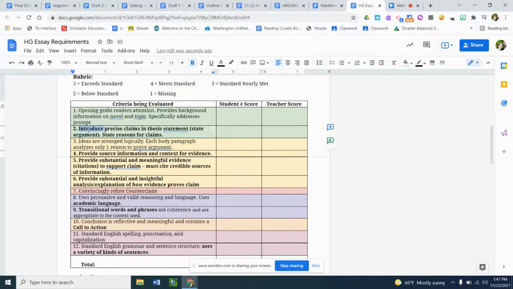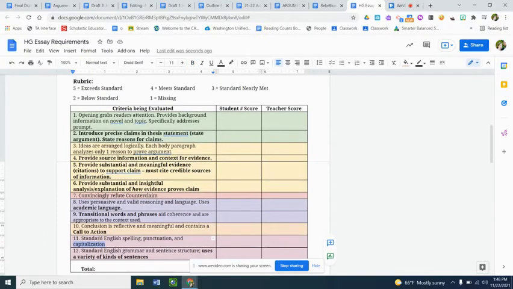Opening grabs the reader's attention, introduces your precise claims, and states your reasons for your claims. Ideas are arranged logically. You provide source information and context for your evidence. Provide substantial and meaningful evidence in the form of citations, if possible. Insightful and interesting analysis. Convincingly refute the counterclaim. That means prove it wrong. Using persuasive and academic language, varieties of transitional words and phrases, a conclusion that includes a call to action, standard English spelling and punctuation, and a variety of sentences.